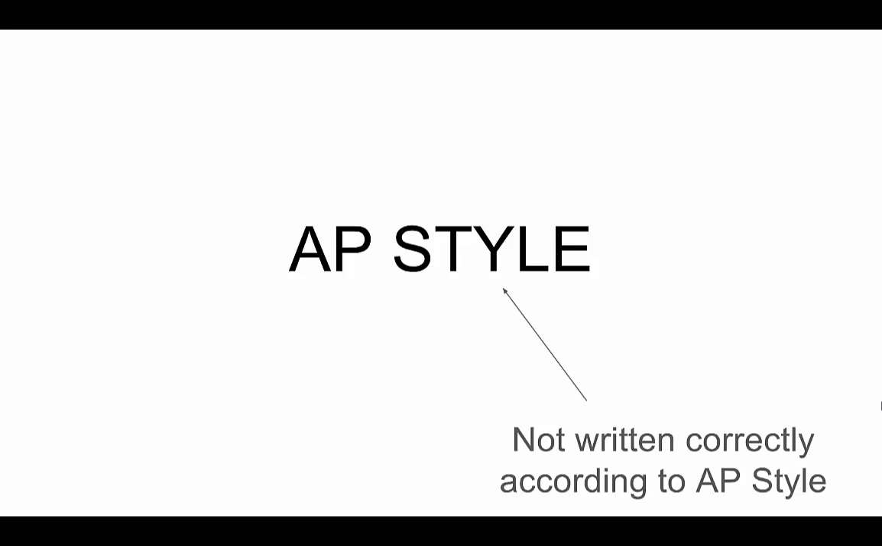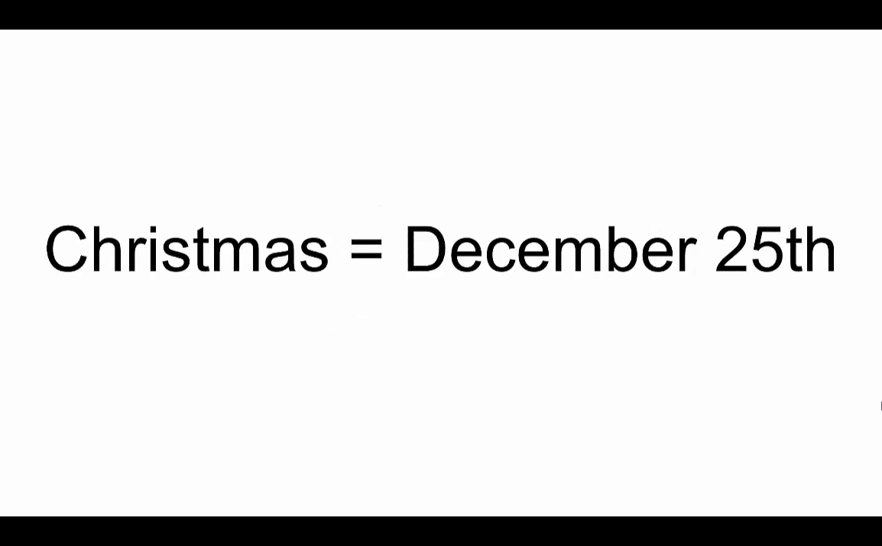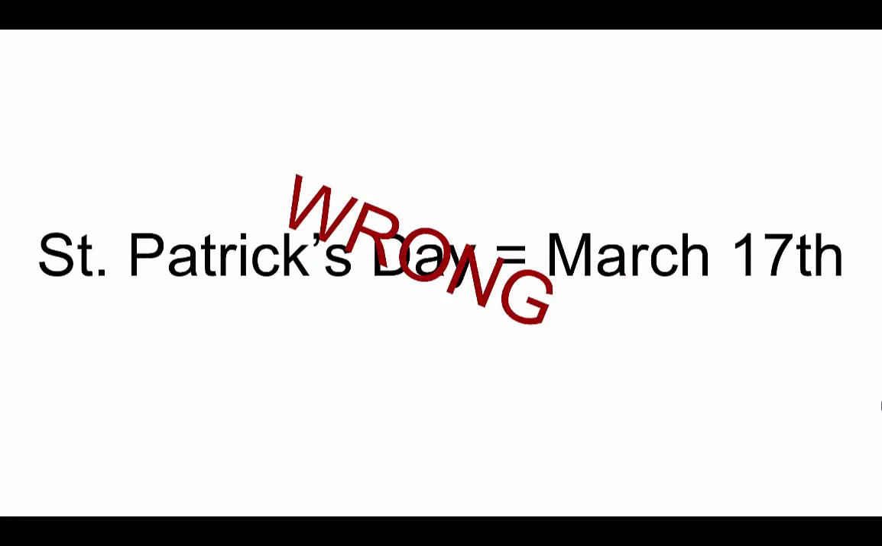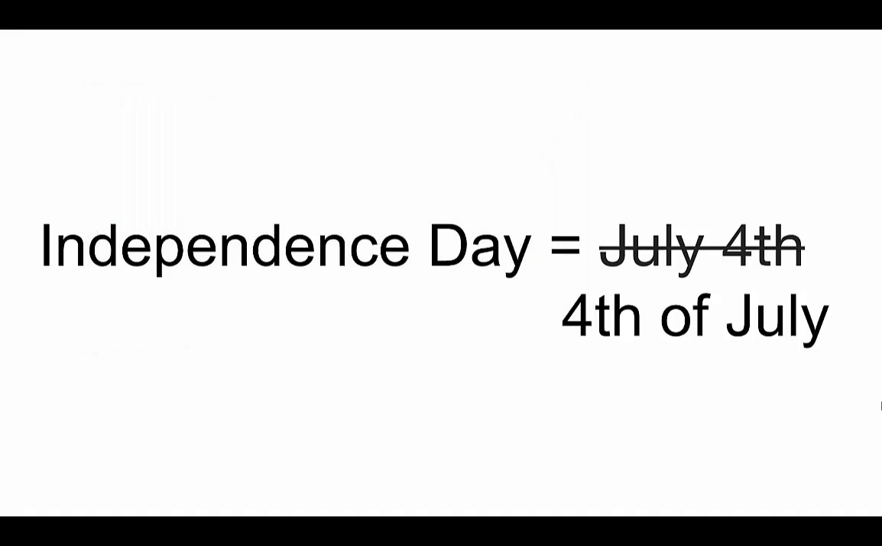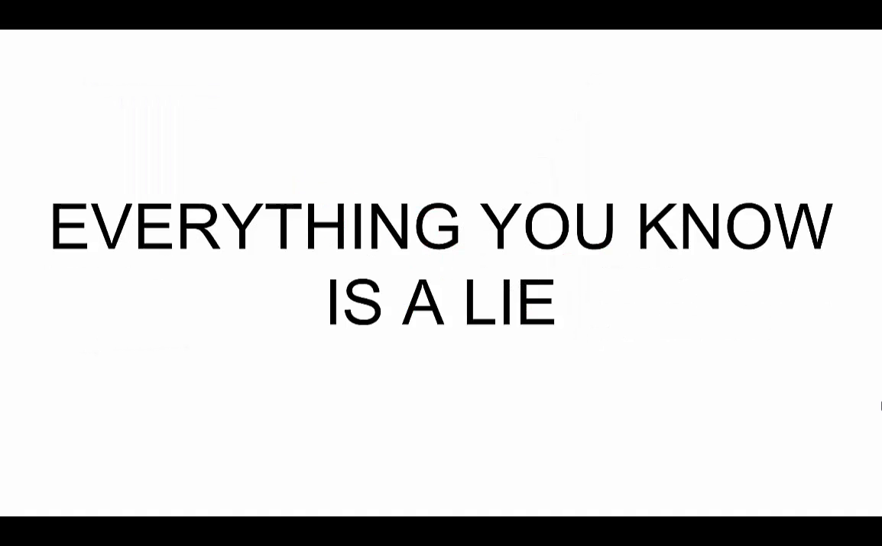With all that out of the way, let's get into everyone's second favorite thing, the first obviously being the history of time recording, AP style. So you think dates are pretty straightforward, right? You've written them your whole life. Christmas is December 25th, St. Patrick's Day is March 17th, Independence Day is July 4th. Well, we say 4th of July, but whatever, you get the point. Guess what? Everything you know is a lie. Christmas, December 25th, wrong. St. Patrick's Day, March 17th, also wrong. Independence Day, wrong.